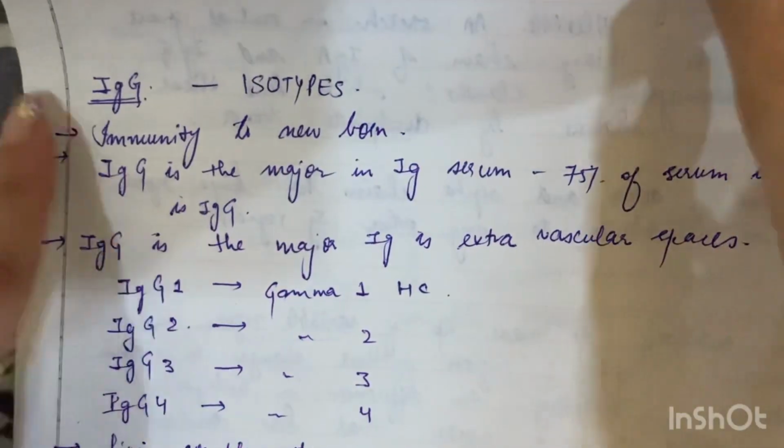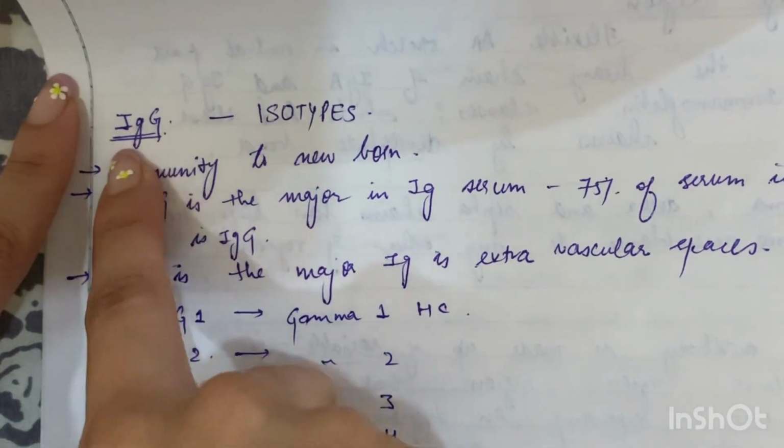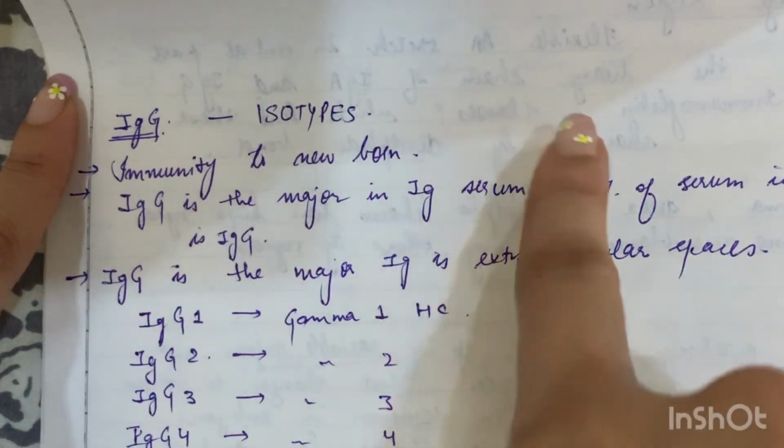I'll be showing you. If you want to write them down, you can just copy it. The first one is IgG. They are basically present in newborns.